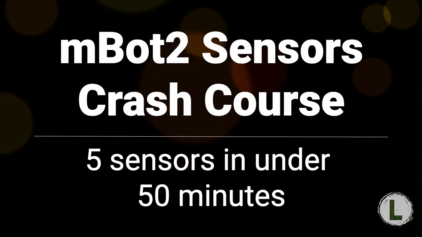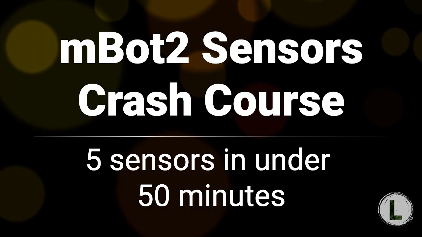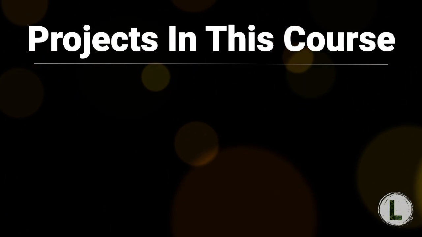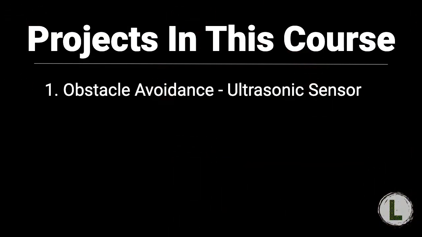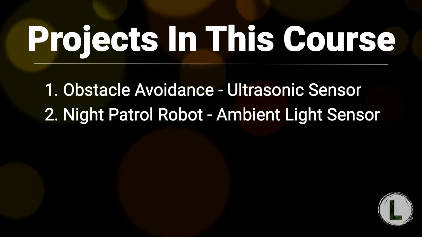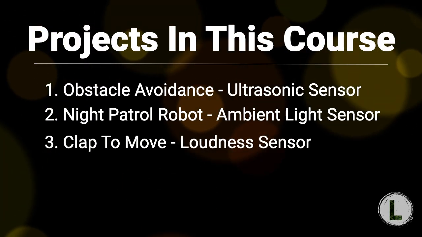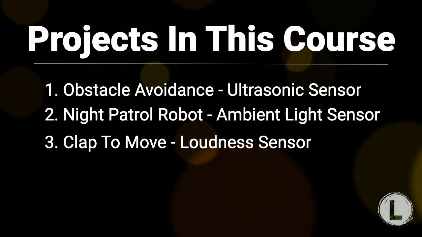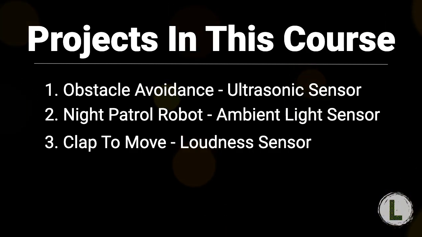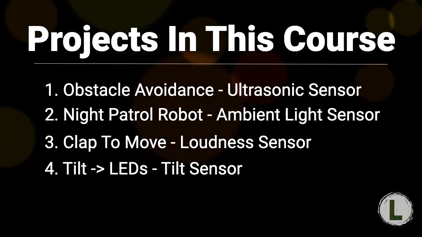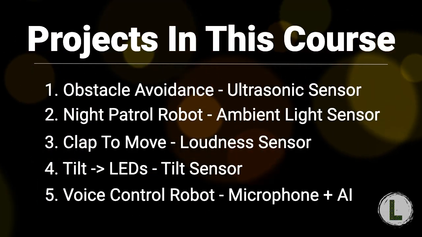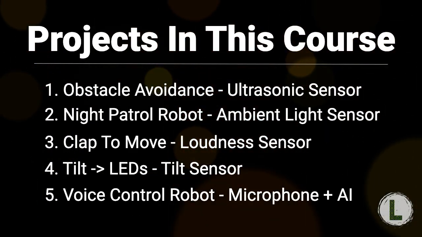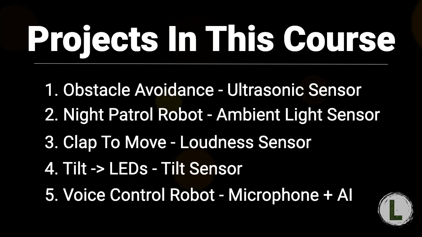Welcome to this crash course on programming sensors with the mBot2. In this course, we will build these 5 projects: obstacle avoidance using the ultrasonic sensor, night patrol robot that uses the ambient light sensor. We'll learn to program the loudness sensor and implement the clap to move program. We'll then move on to the tilt to LEDs program that uses the tilt sensor. And finally, we'll voice control our robot using the microphone and AI blocks within mBlock.